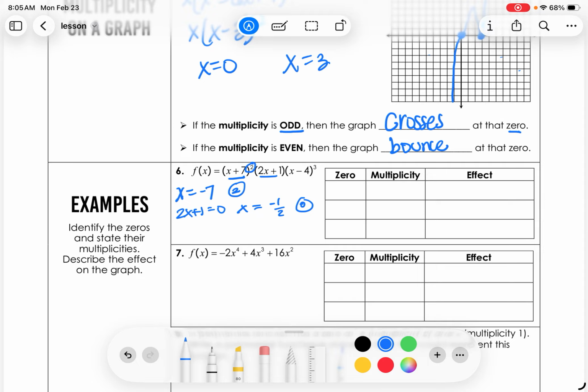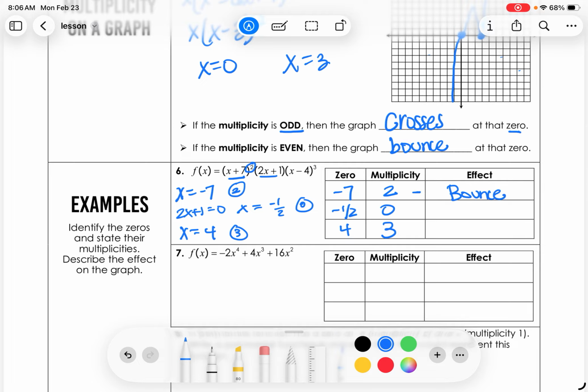That one's just going to have a multiplicity of 1. And then the other one, x equals 4, that one's going to have a multiplicity of 3. So our zeros are negative 7, negative 1/2, and 4, with a multiplicity of 2, 0, and 3. So because this multiplicity is even, it's going to bounce there.